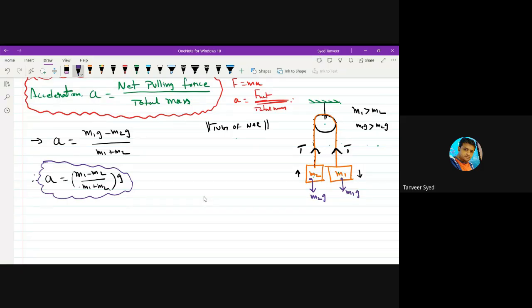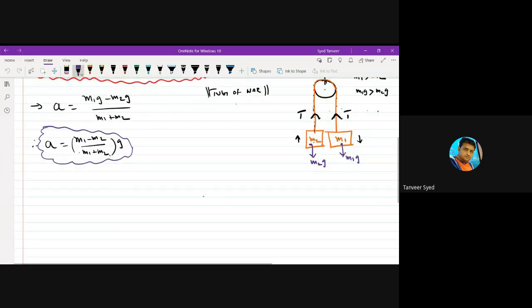Okay. Next, we also need the tension in the string. How to find this? To find tension in the string, we have to draw the FBD, free body diagram, of which block? You can take any block, M1 or M2. I will take M1. So this is the M1 block. We should show all the forces acting on M1. What are the forces acting on M1? M1G, its weight, downward. Tension T upward.